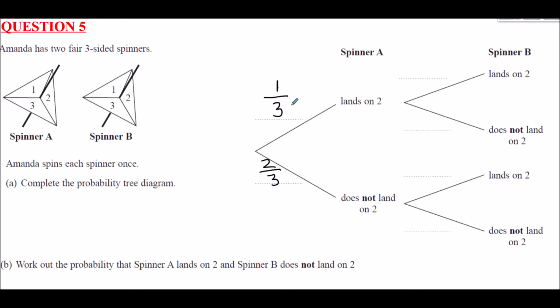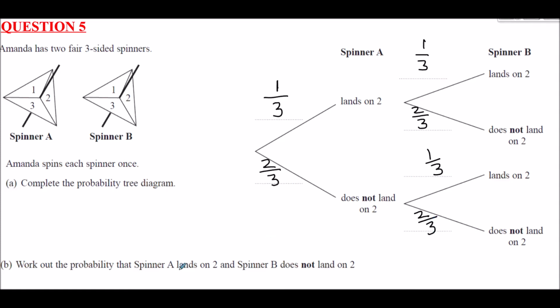And each pair of branches, each place where it forks, always needs to add up to 1. So double check, 1/3 plus 2/3 is exactly 1, so it's following the rules of the tree diagram. For spinner B, because it's an identical spinner, the probabilities are going to be no different. So we just do the same numbers again in the same locations. 1/3 for a 2, 2/3 chance that it's not a 2.